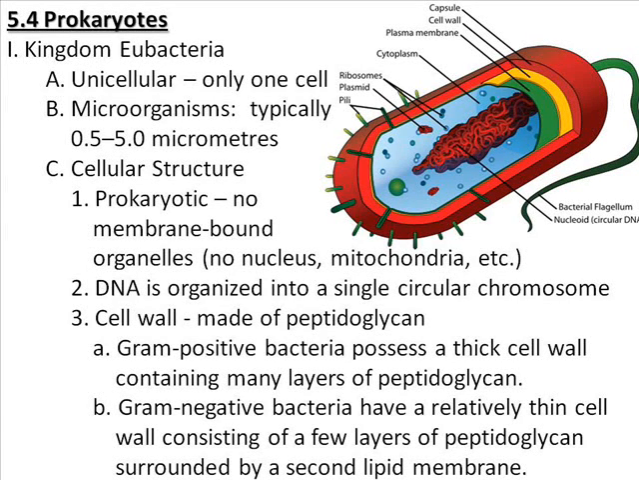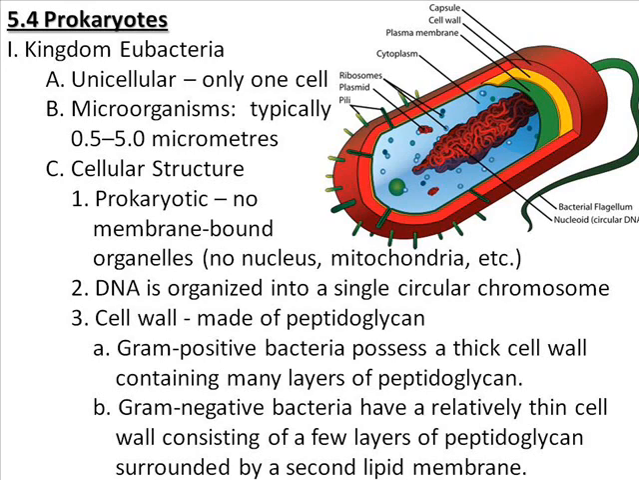In this lesson, we are going to study prokaryotes, which are organisms that have cells with no nucleus or other membrane-bound organelles. There are two kingdoms that are completely prokaryotic. The first kingdom we'll talk about in this slide is kingdom Eubacteria. They are all unicellular, meaning that each organism is only comprised of one cell. This makes them microorganisms. Bacteria are very small, typically in the range of 0.5 to 5 micrometers.